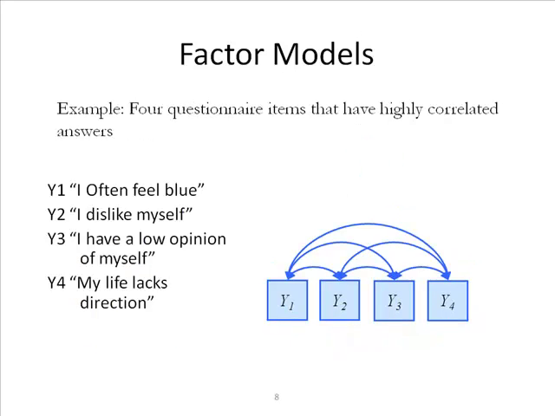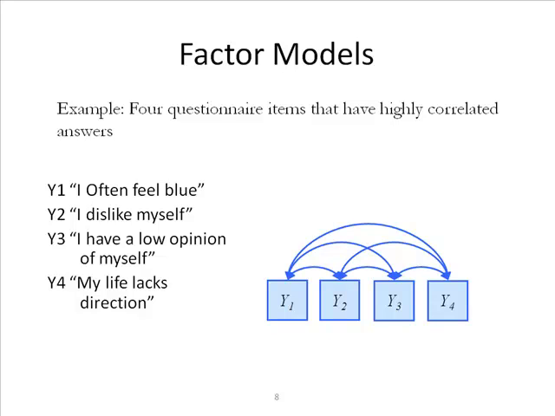abstract, but let me give you a concrete example over here. Say we've got four typical survey questions. People are asked: I often feel blue, I dislike myself, I have a low opinion of myself, and my life lacks direction. People who tend to score high on the first question will tend to score high on all the other questions. So you will expect some strong correlations between these observed variables. What's the underlying latent variable here? Depression, yeah, depressive symptoms or depression.